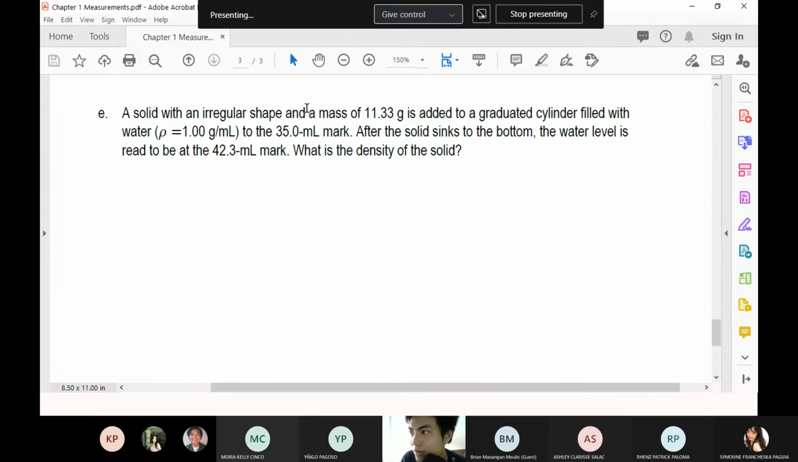A solid with an irregular shape and has a mass of 11.3 grams is added to a graduated cylinder filled with water. The density of water is 1 gram per ml. To the 35 ml mark, after the solid sinks to the bottom, the water level is read to be at the 42.3 ml mark. What is the density of the liquid?